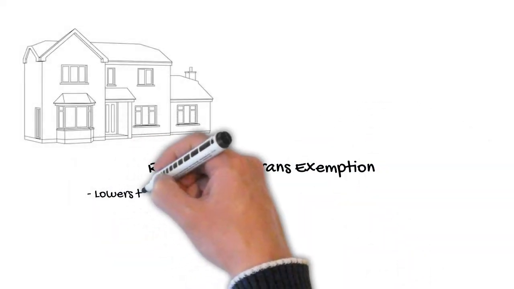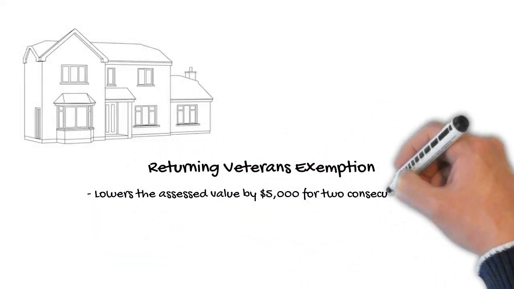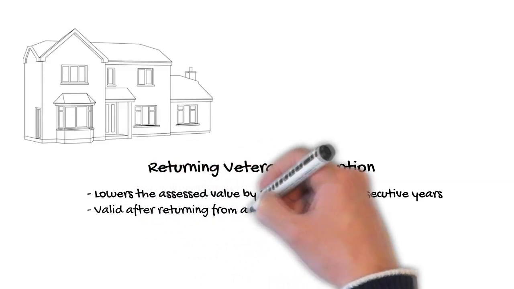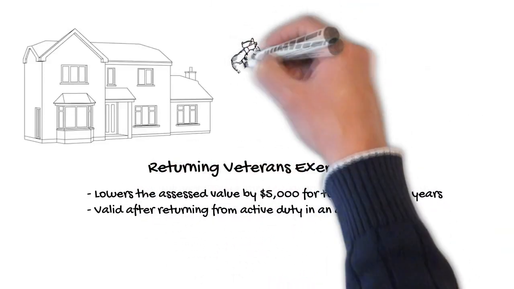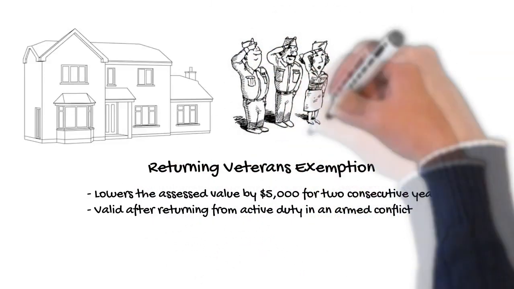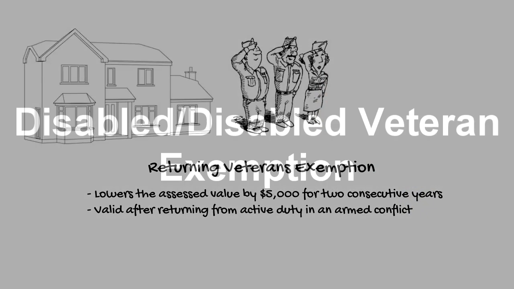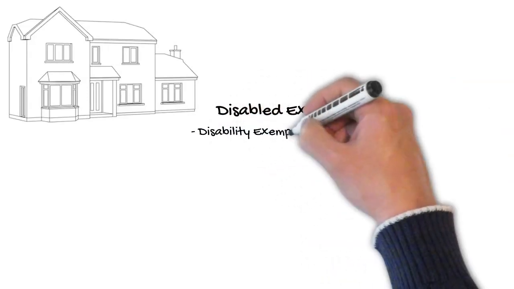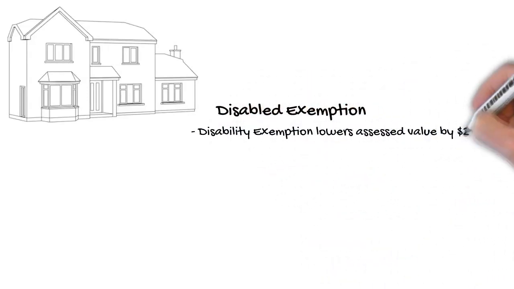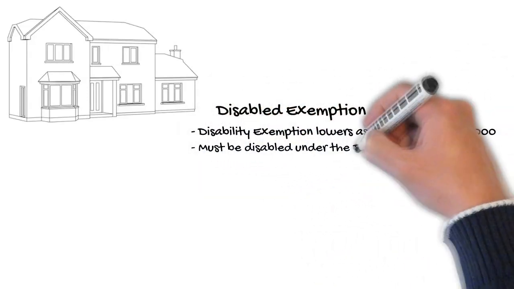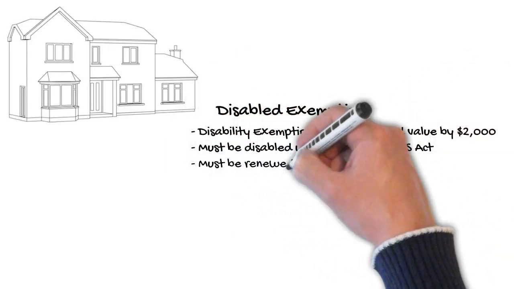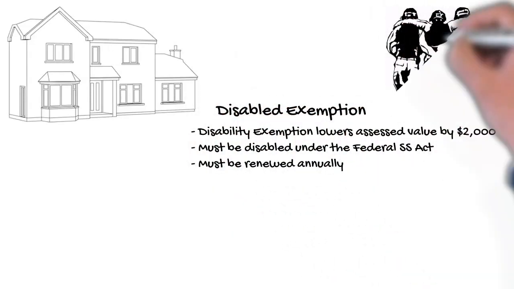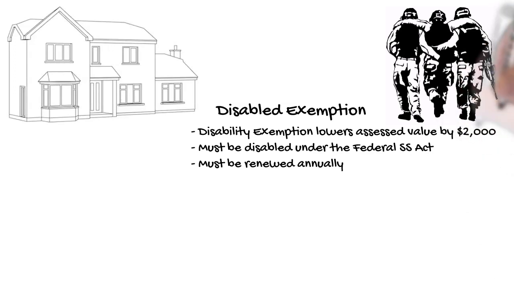The Returning Veterans Homestead Exemption lowers the assessed value of your property by $5,000 for 2 consecutive years after return from active duty in an armed conflict. The disability exemption applies to civilians and veterans alike. It lowers your assessed value by $2,000, and you must be disabled under the Federal Social Security Act. This exemption must be renewed annually.